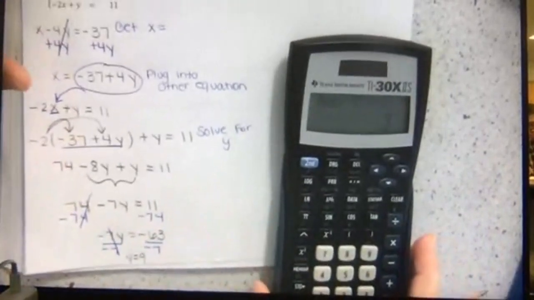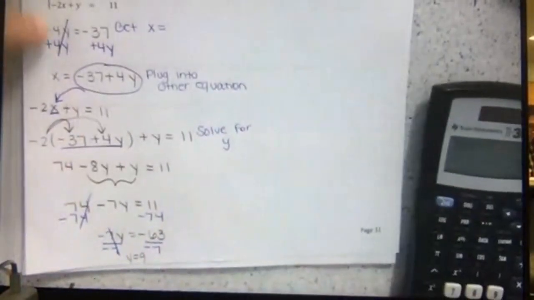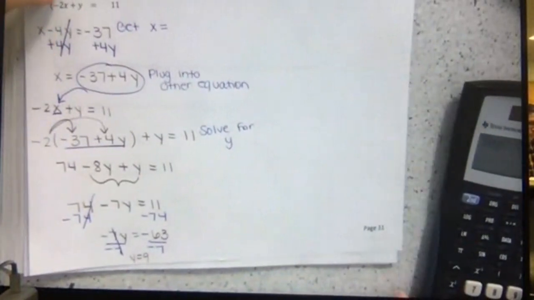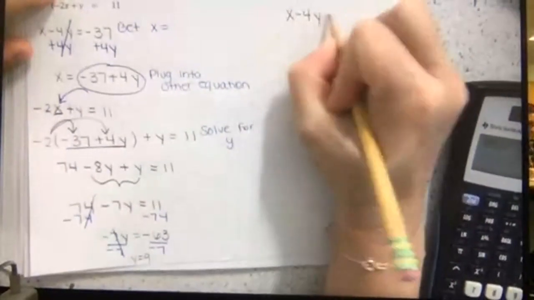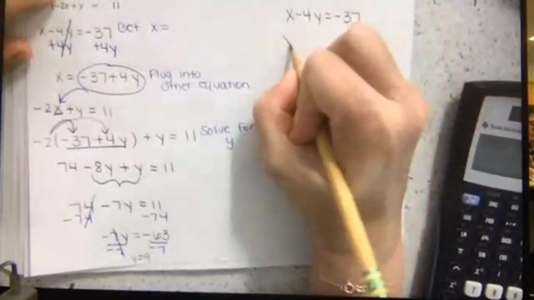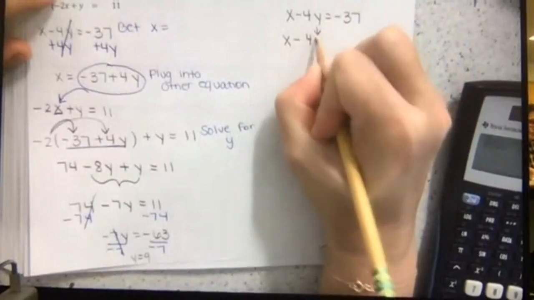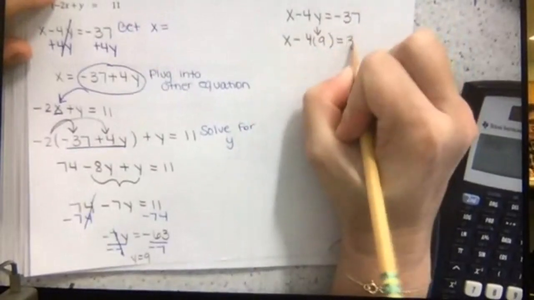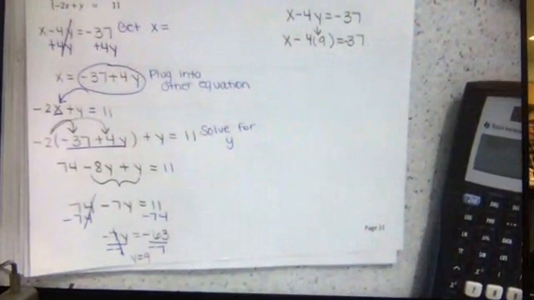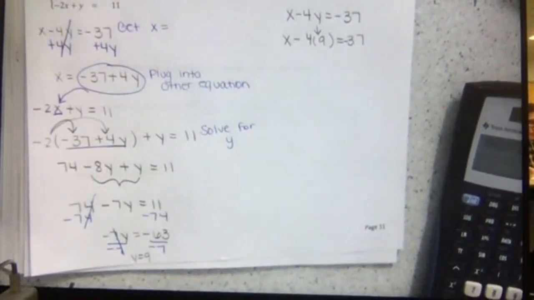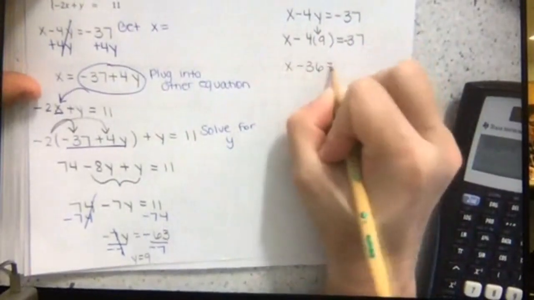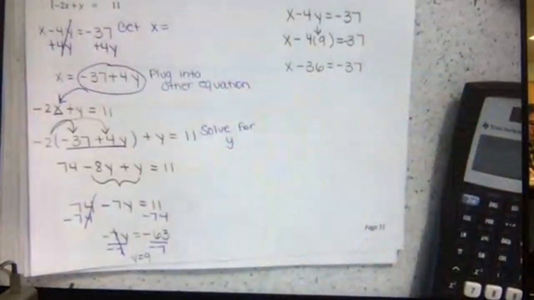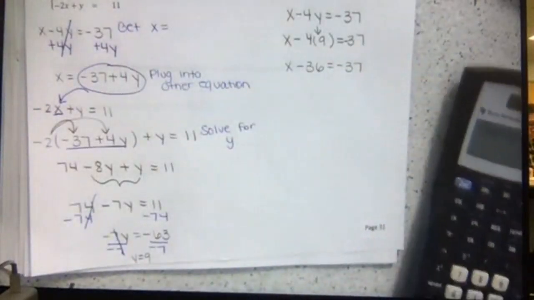So I got y equals 9. I can plug that into either one to find x. x is kind of by itself on this first one, so let's use this first one. x minus 4y equals -37. We know y is going to be +9. So x minus 4 times 9 equals -37. -4 times 9 is -36. So x minus 36 equals -37.